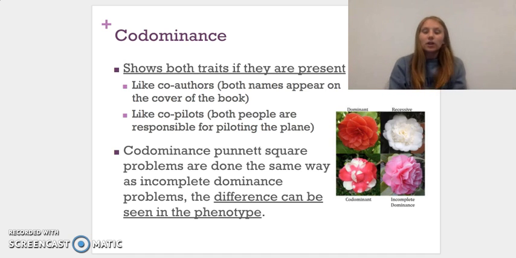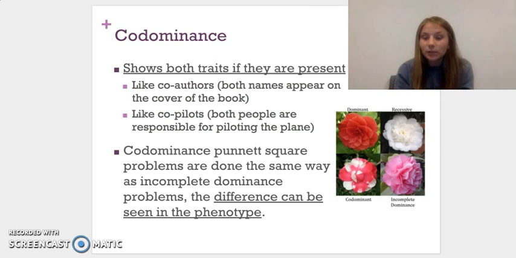So here we have our second example, and this is when we are going to be talking about codominance. Codominance is exactly what it sounds like. There's that prefix co, that means together. And so this is going to show both traits if they are present. Another example is co-authors of a book: if you're reading a book and you have co-authors, both of their names are going to appear. Or with planes, co-pilots, both people are going to be driving that plane.